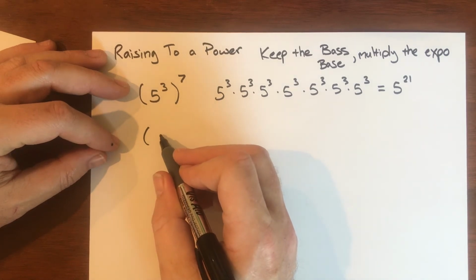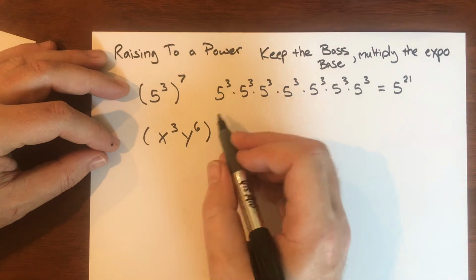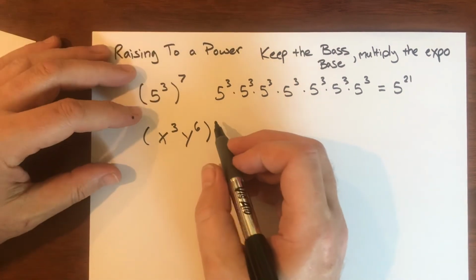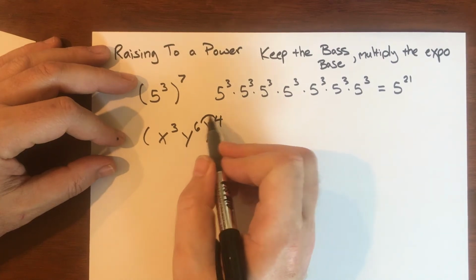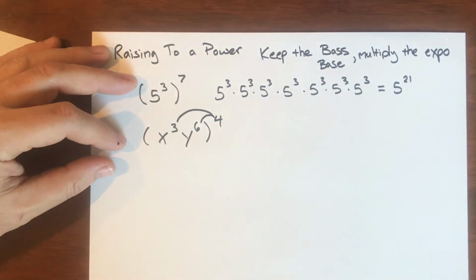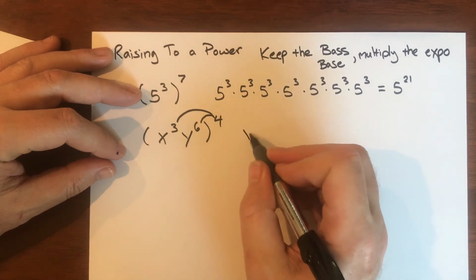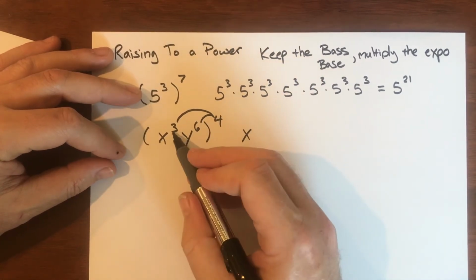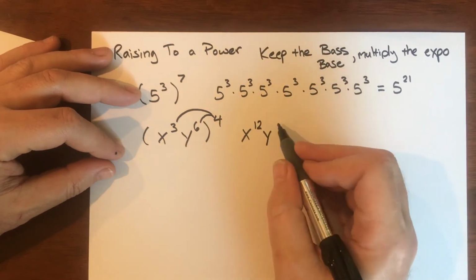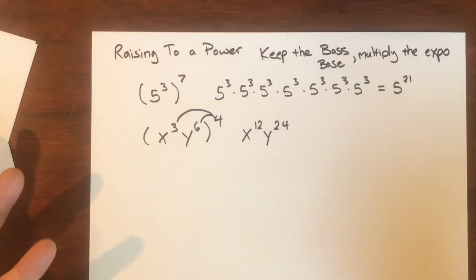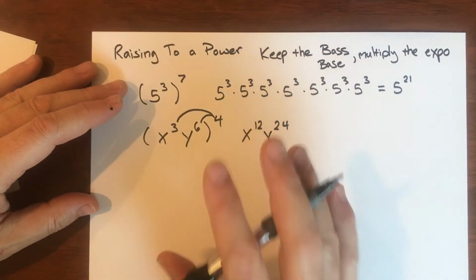If we get multiples, they're just separate things. It's a backwards distributive property. Rainbow it in to the exponents, okay? So this would be x, keep that base, 3 times 4 is 12. Keep that base of y, 6 times 4 is 24, okay? So this one doesn't have that many tricks, really it doesn't.